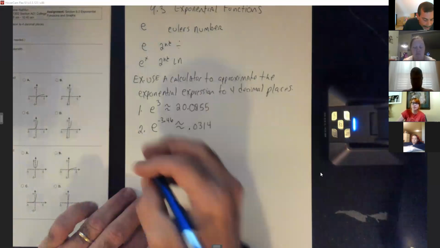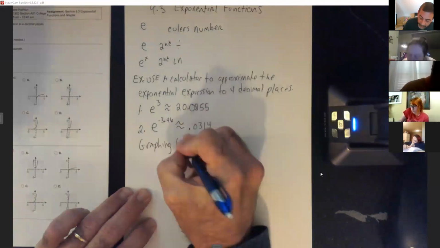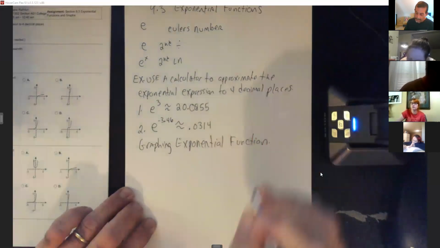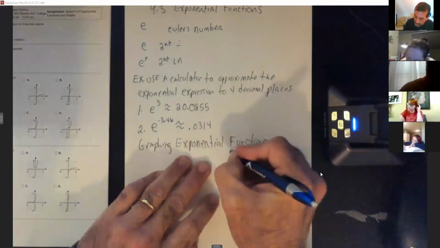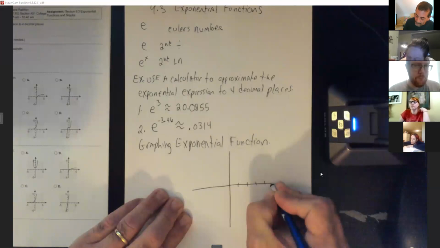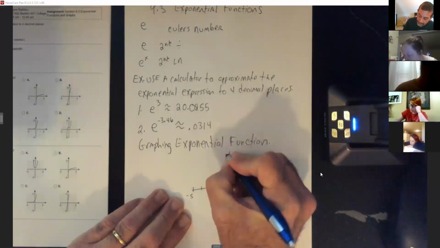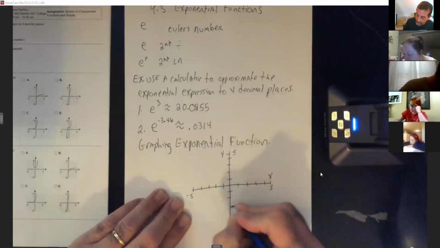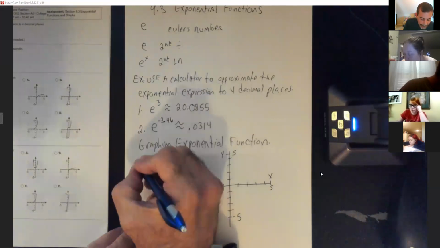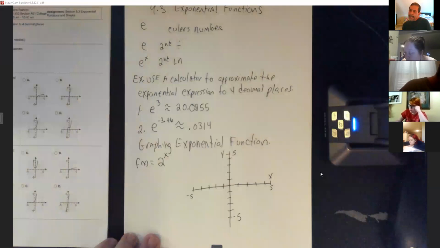Cool. All right, so next we're going to look at graphing exponential functions. So I'm just going to draw a basic one here and go out about 5. I'm going to show you how I would graph f of x equals something like 2 to the x. The variable is now going to be the exponent.